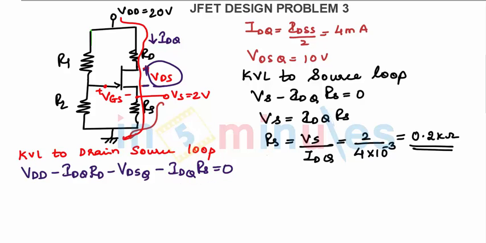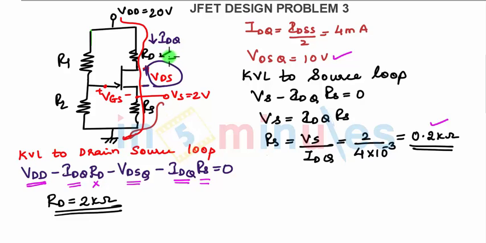Now if you look at this equation, the value of VDD is given, IDQ is given, the value of RD we don't know, VDSQ we have found out as 10 volts, IDQ is given, RS we have found as 0.2 kilo ohms. So what is the unknown? The value of RD is the unknown in this case. If we substitute all the values, you should get RD as 2 kilo ohms. So half of the problem we have solved. We have found the values of the drain and the source resistance. This is 2 kilo ohms and this is 0.2 kilo ohms.